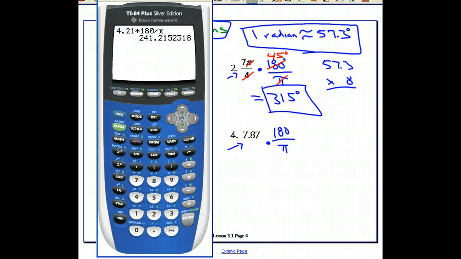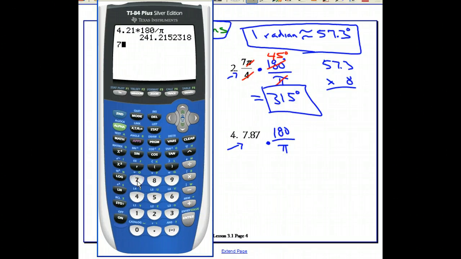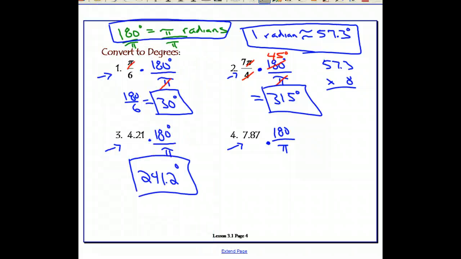Scoot that out of the way so we can see it better. 7.87 times 180 divided by pi. What do we get? Yeah, right in the middle there. 450.9 degrees. Okay, so just to recap that, 450.9 degrees.